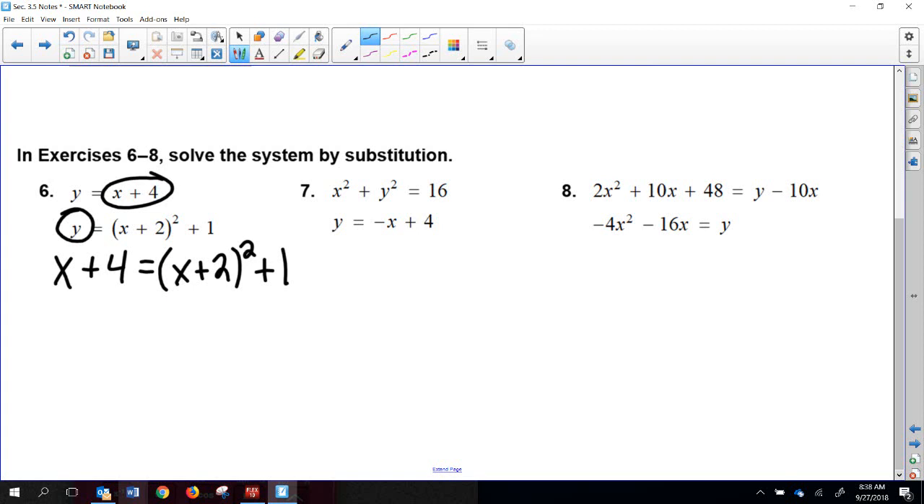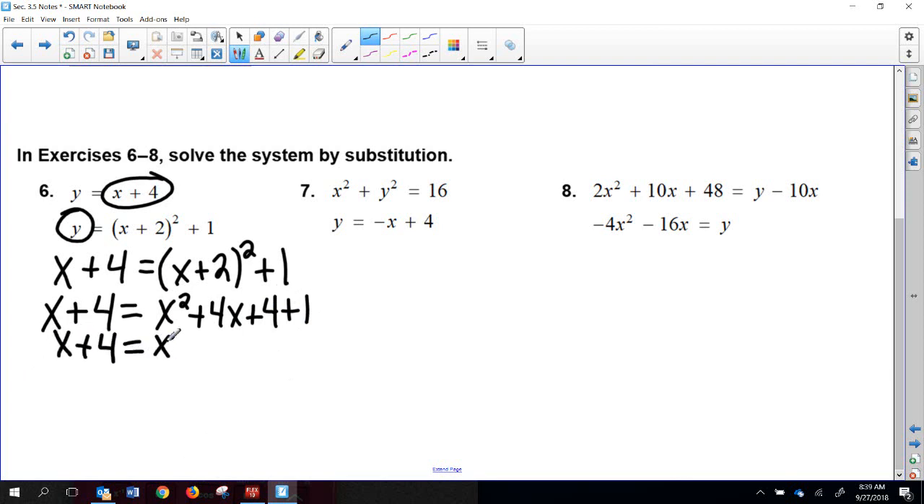Are we allowed to take the square root of the right side? No. It is addition, and it's not a single quantity. So we have to go ahead and square that out. Can we square this out quickly? X squared plus what? Right. And don't forget that plus 1 that's already there. So now we've got x plus 4 equals x squared plus 4x plus 5. So we've got 0 equals x squared plus 3x plus 1.